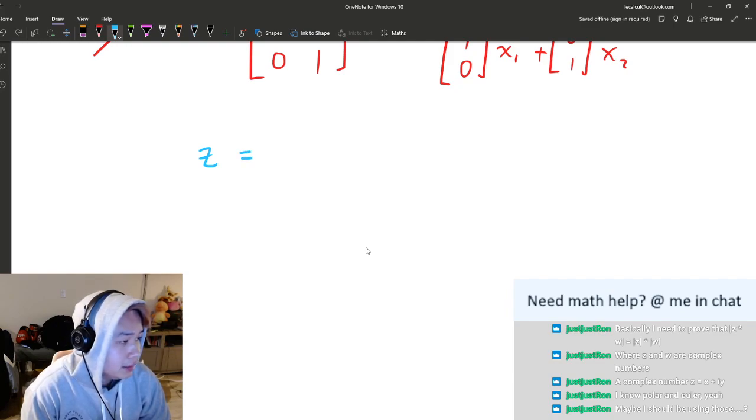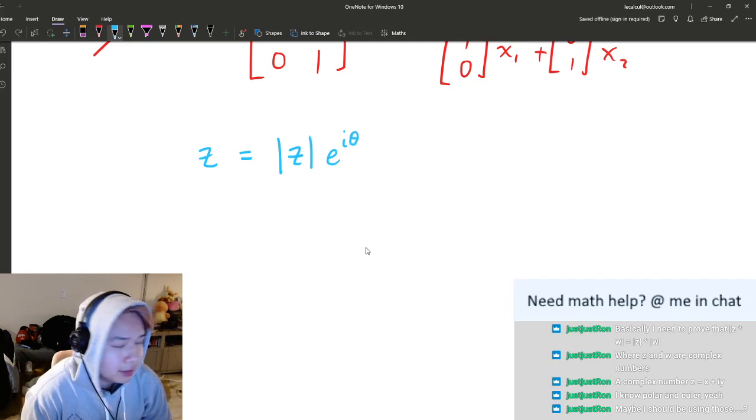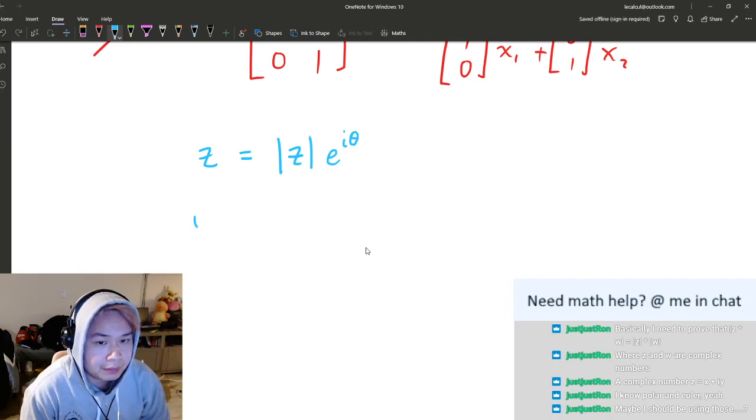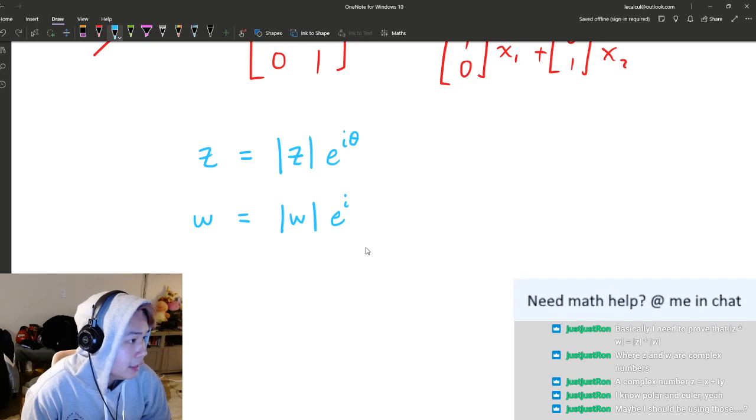And then let's write this in Euler form. We know that z is the absolute value, or the magnitude of z, times e to the power of i theta, which is the argument. And then let's say that w is, of course, by definition, the magnitude of w times e to the power of i phi.